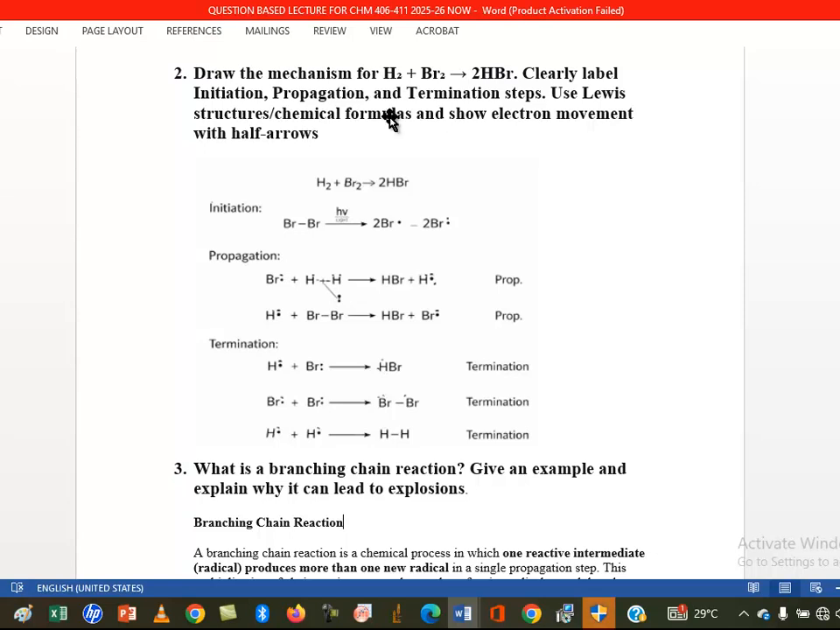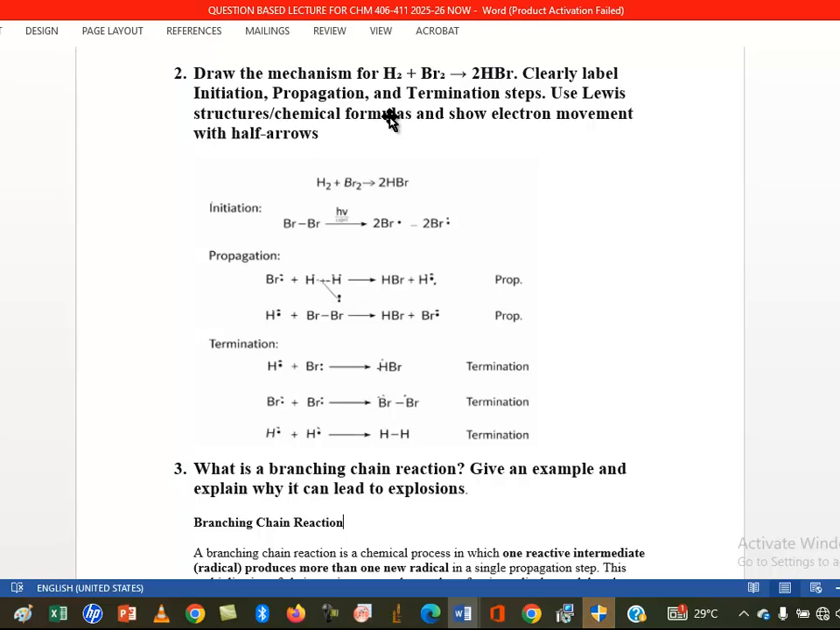The next question: draw the mechanism for H2 plus Br2, giving 2 moles of HBr, and then label initiation, propagation, and termination steps. Use Lewis structures, chemical formulas, and show electron movement with half arrows. So this is quite easy. You have been given the equation already.